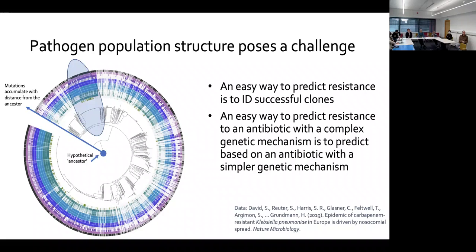This creates a challenge in terms of training a good machine learning algorithm because it means that a really easy way to predict resistance to any of these antibiotics is to just identify a successful clone by any means necessary, not necessarily by learning resistance mechanisms. It also creates a challenge when you're looking across these drugs because some of them have a really simple resistance mechanism and some of them have a really complex resistance mechanism. So a shortcut to learning the complex solution could be to just predict resistance to a completely different drug where the challenge is easier. And that seems to be some of what's happening in some of these machine learning algorithms.